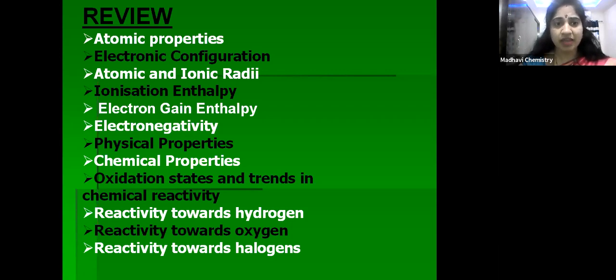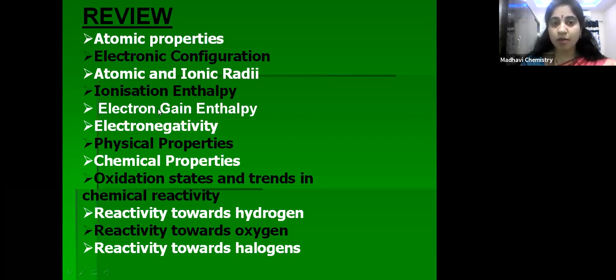After that, we discussed electron gain enthalpy. What is electron gain enthalpy? The change in the amount of energy when an electron is added to an isolated neutral atom. The change may be an increase or decrease, but in 16 group elements it is a release of energy. That's why electron gain enthalpy for 16 group elements is negative. This electron gain enthalpy is also inversely related to atomic and ionic radii. So top to bottom, electron gain enthalpy decreases because atomic size increases.